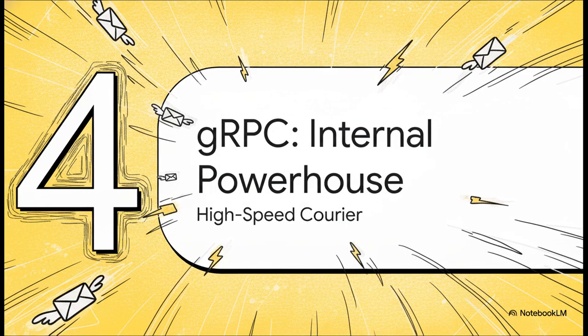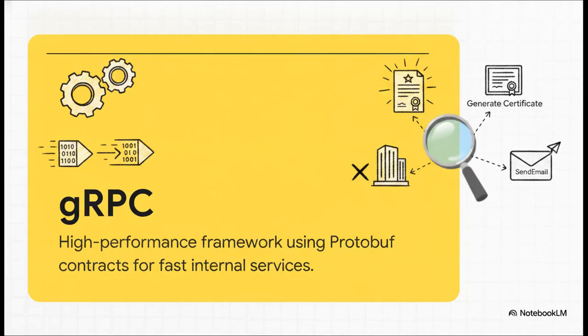All right, let's shift gears to part 4, gRPC, the internal powerhouse. And guys, this is where things get seriously fast. gRPC is a high-performance remote procedure call framework, and it's built largely for internal service-to-service communication. It essentially swaps out bulky JSON for a super compact binary format, using strongly defined contracts known as protobufs. And unlike REST, which as we discussed is entirely resource-oriented, gRPC is action-oriented. You aren't just fetching a course, you're actually executing specific back-end tasks, things like generate certificate or send email, and you're doing it with absolute blazing speed and efficiency.